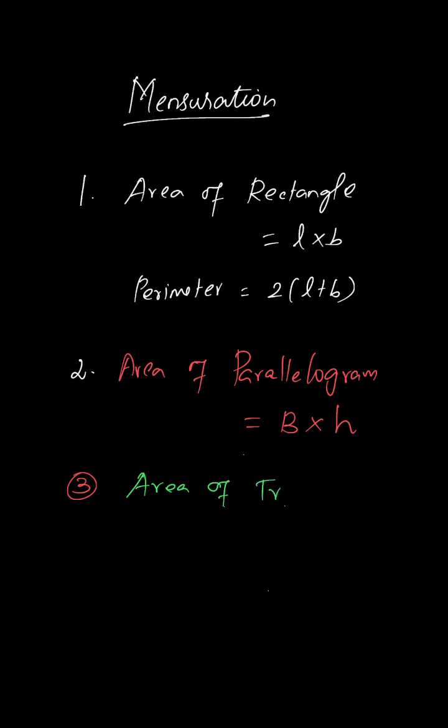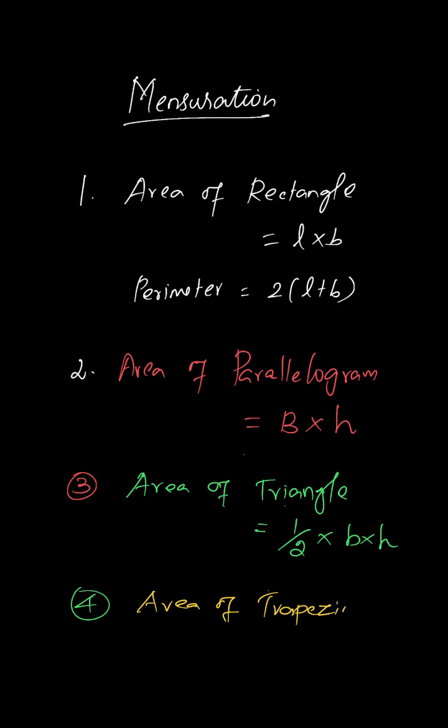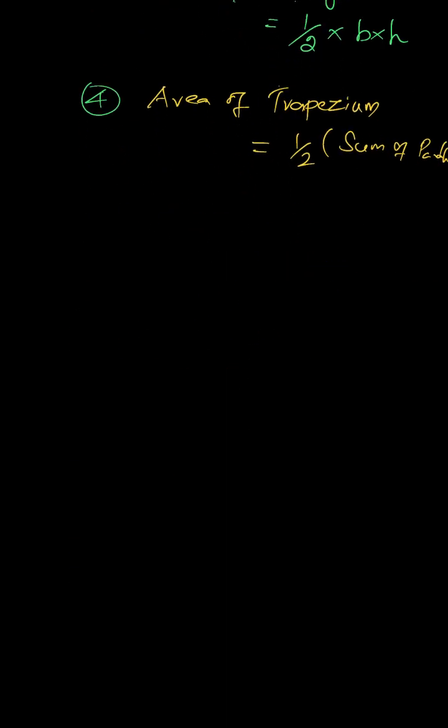Area of triangle is equal to half into base into height. So area of triangle formula is half into base into height. Fourth one is area of trapezium. Area of trapezium is equal to half into sum of parallel sides into height.